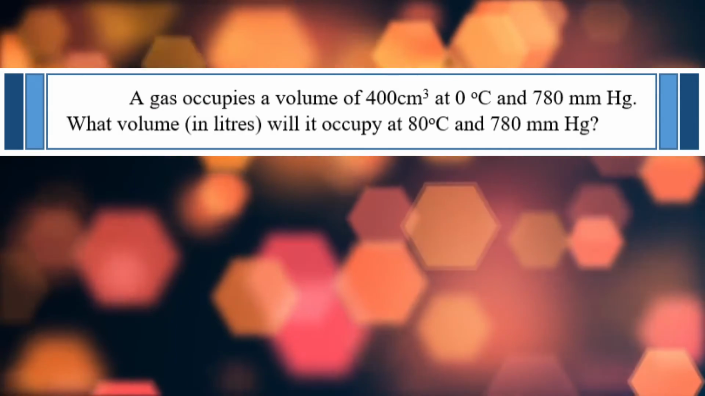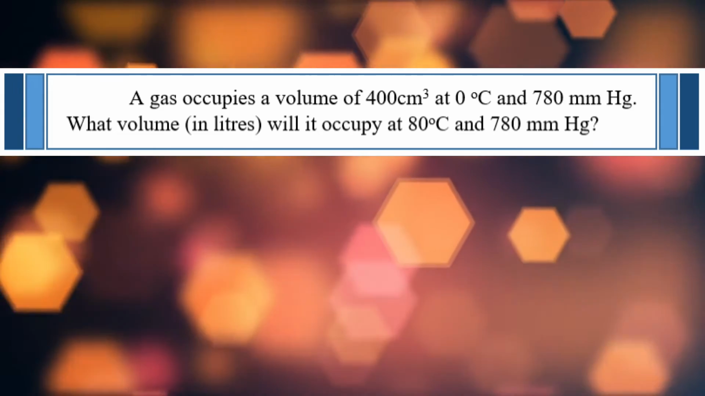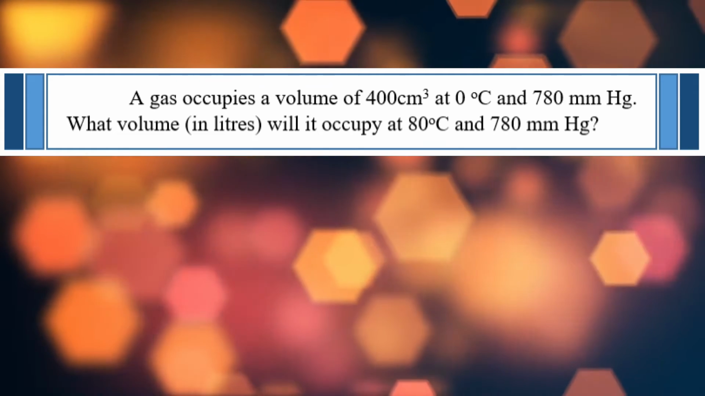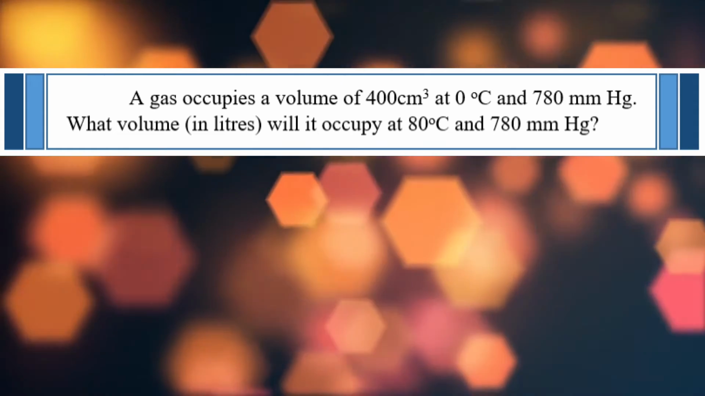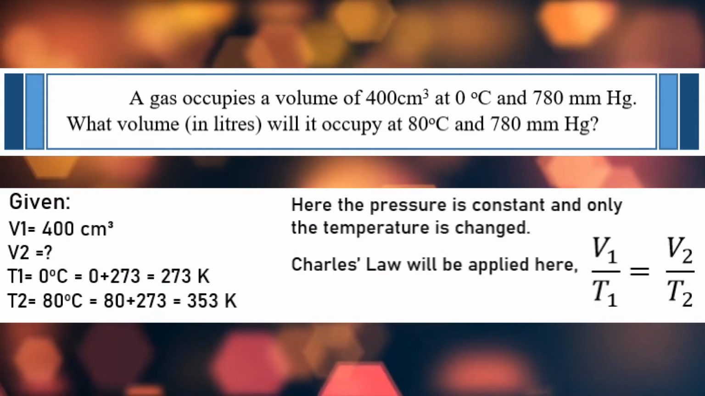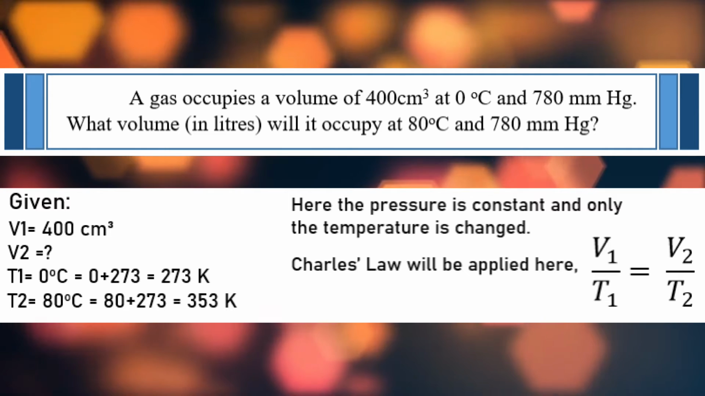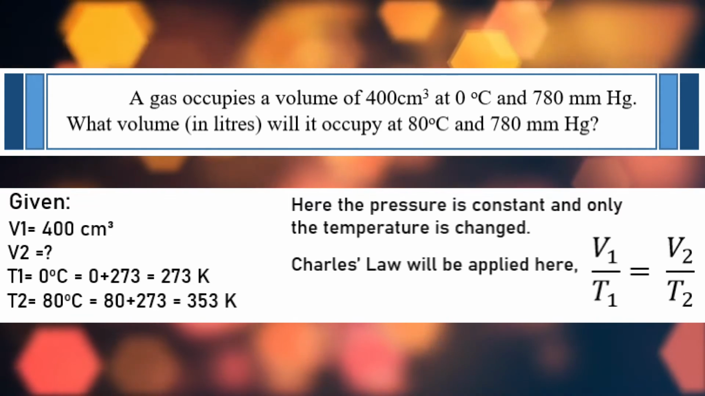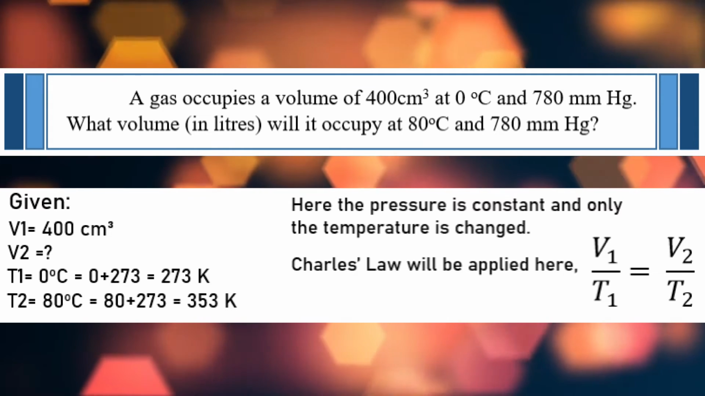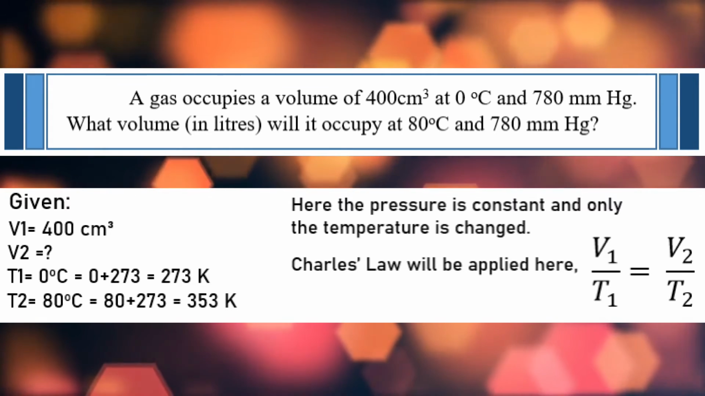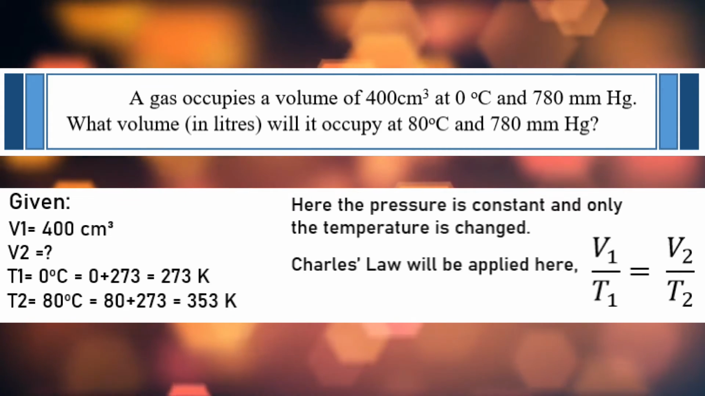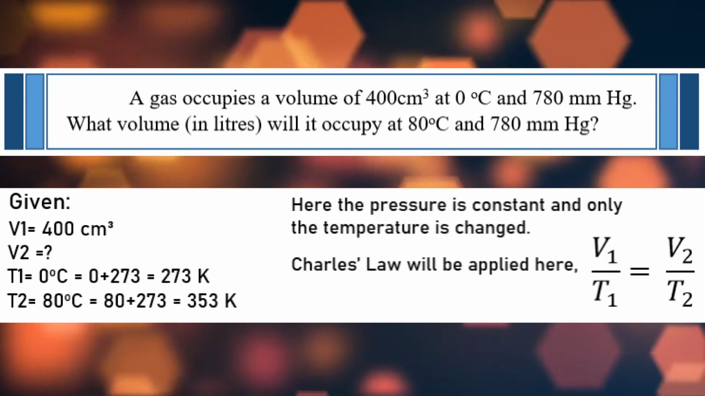A gas occupies a volume of 400 cubic centimeters at 0 degrees Celsius and 780 millimeters of mercury. What volume in liters will it occupy at 80 degrees Celsius and 780 millimeters of mercury? Given that you have 400 cubic centimeters, initial temperature of 0 degrees Celsius or 273 Kelvin, final temperature of 80 degrees Celsius or 353 Kelvin, the pressure here is constant and only the temperature and volume change. So what we are going to do is use the Charles's law formula.